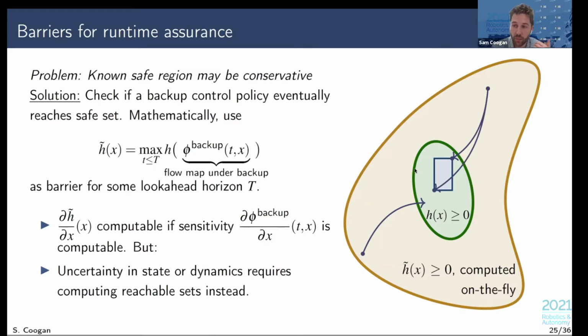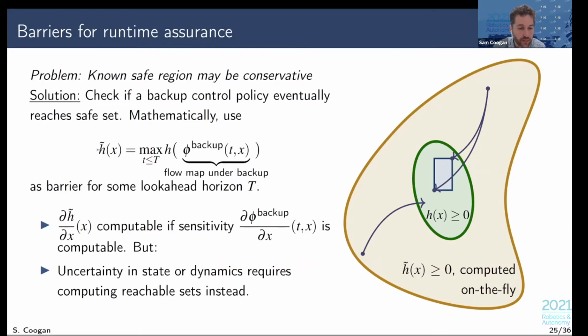Now, if we go back to the realm where we consider a disturbance input, it's not sufficient just to compute a single trajectory for the system. We need to compute an entire reachable set from a particular point. So in this case, we're computing this reachable set as a hyperrectangle, and we want to make sure that this hyperrectangle is always contained within this set, this green set here.